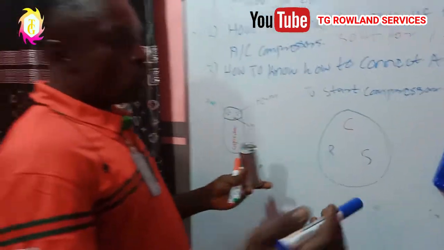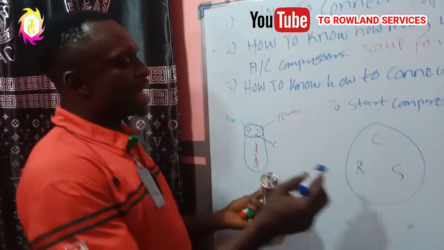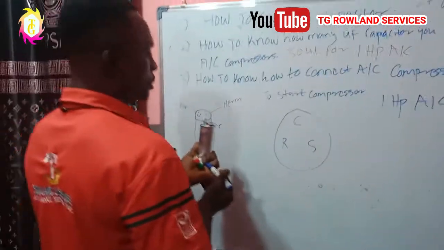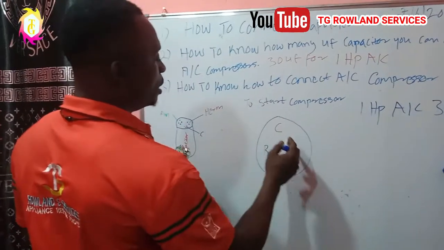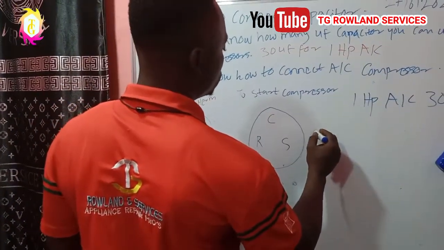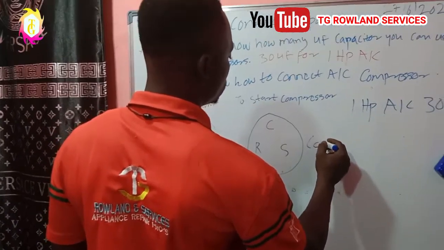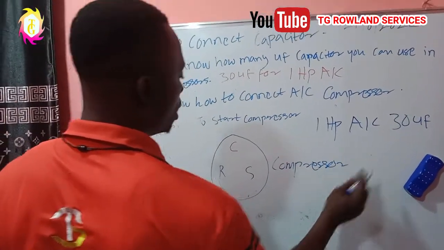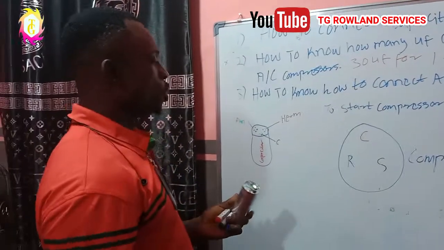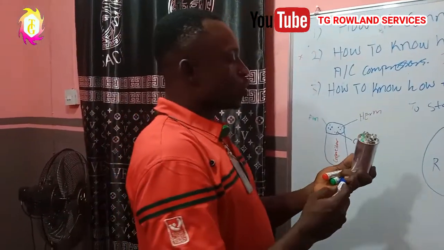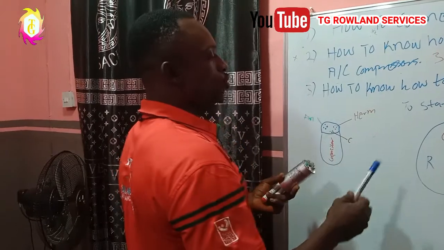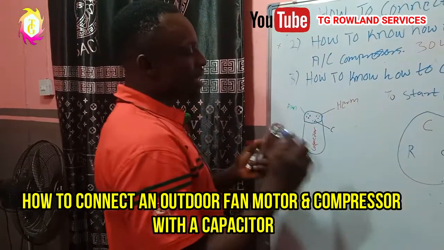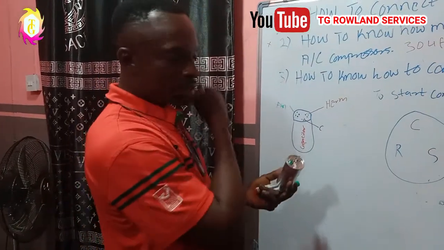Now, the way we connect this thing, let's say that this man here is a compressor. So when it comes to how to connect the capacitor, it has to go with this man and this man. But now I want you to understand something.